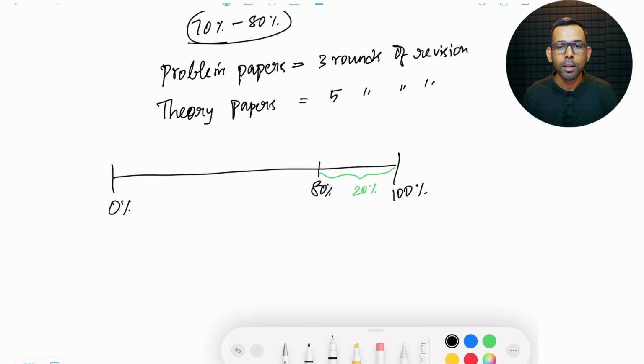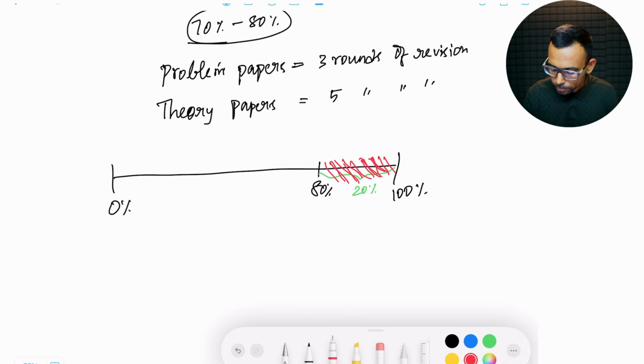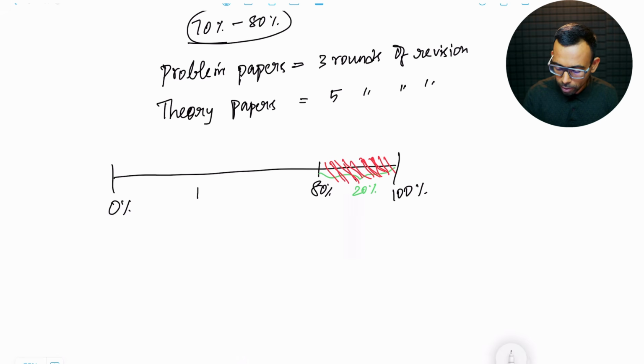I would say curb that desire, control that. Do not go for this 20%. Do not go for this 20%. Forget about this 20% as of now, because this 80%, you have completed only one round. If you have completed only one round, and if you are dying to go for this extra 20%, my job is to say take a U-turn and come all the way back to square one and do a second round of revision.